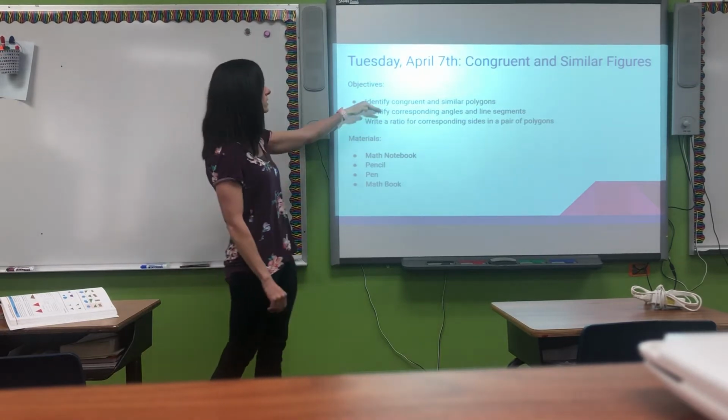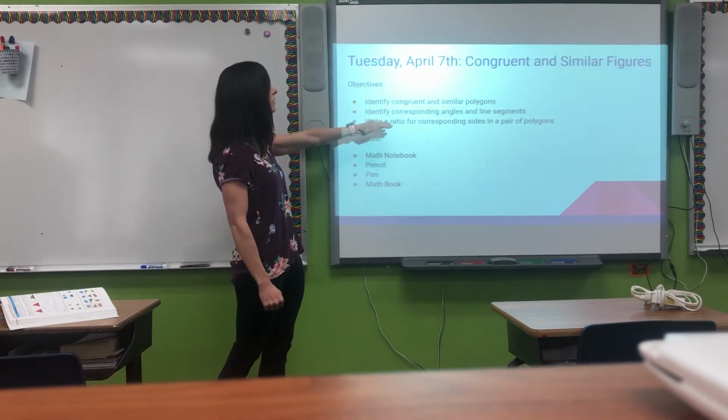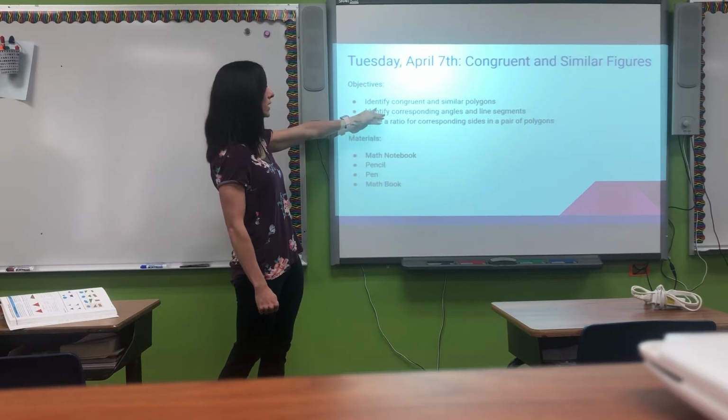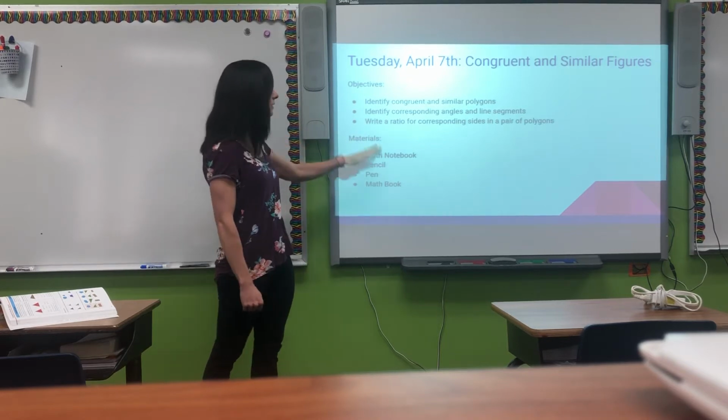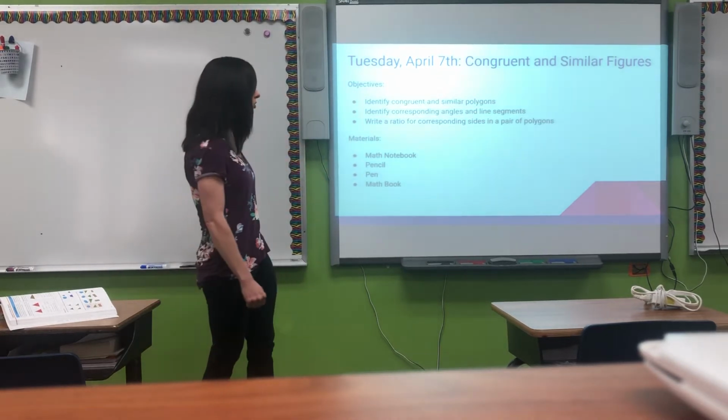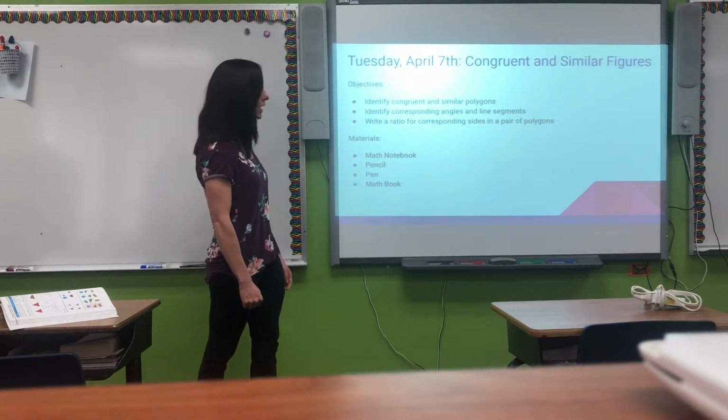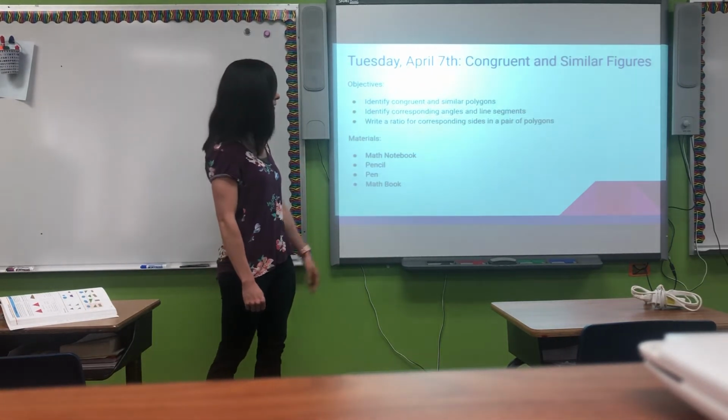We're going to identify congruent and similar polygons, identify corresponding angles and line segments, and write a ratio for corresponding sides in a pair of polygons. Today you just need the typical items, your math notebook, pencil, pen, and your math book.